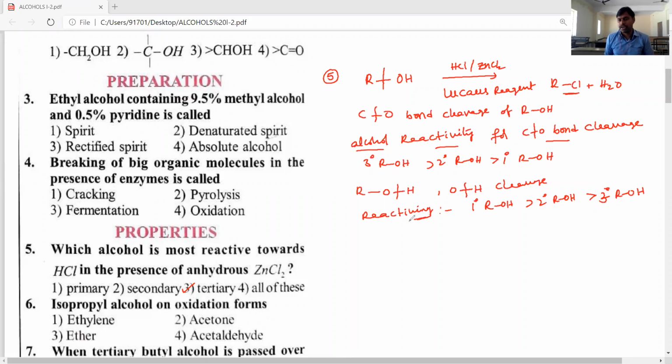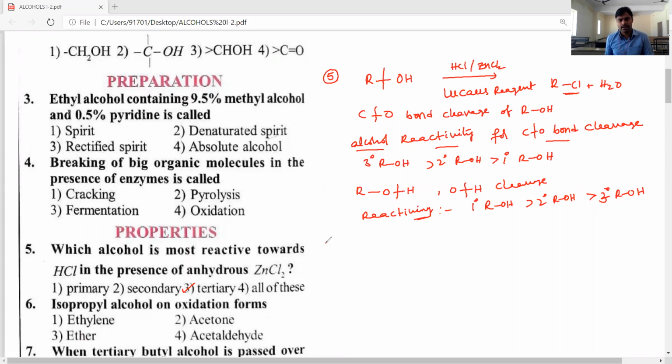Okay. So in an esterification reaction, what happens? In esterification of alcohols, the O-H bond will cleave. That's why primary alcohols are more reactive in esterification when compared to secondary and then tertiary alcohols. Okay. Next, sixth question. Let's see, isopropyl alcohol on oxidation.